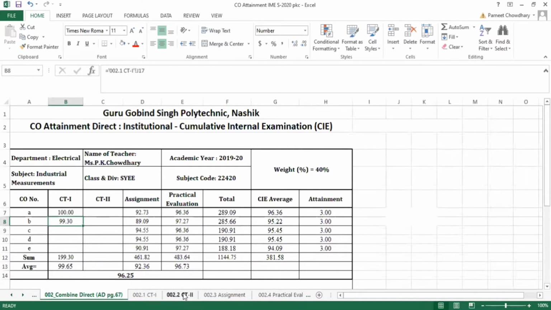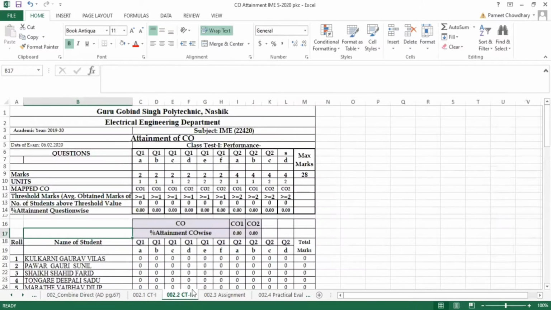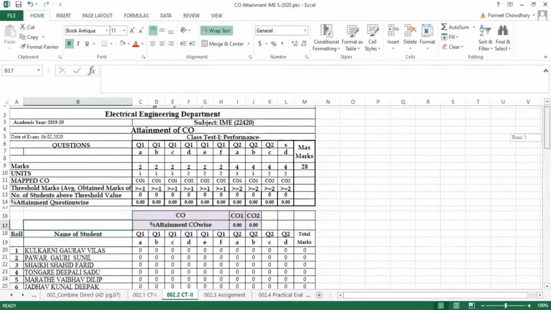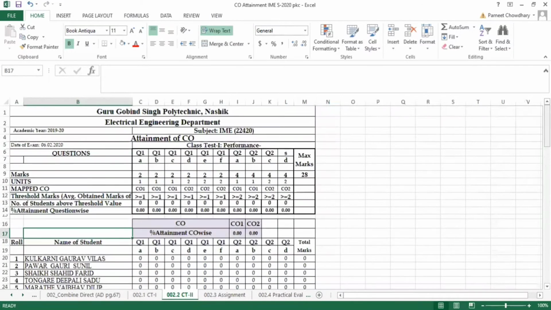Since class test 2 was not conducted this time, I have kept the Google Excel sheet, but I have kept it blank. Further, next time when we calculate the assessment, we can make use of this sheet.